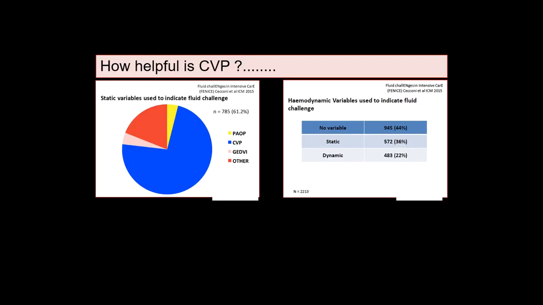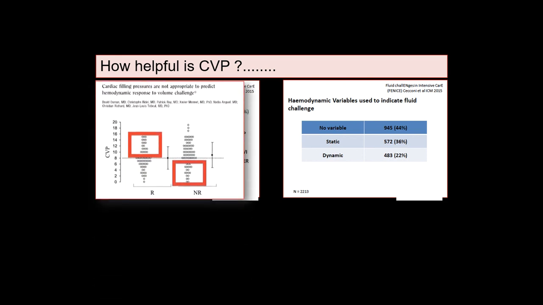So coming to how useful is the CVP? This paper was published a few years back, in 2015, called the FINICE trial by Ciccone et al., where they checked how people are using it. In this survey, they found that close to 2/3, maybe 3/4, of the people are using static variables for fluid challenge and they are still using CVP. Whereas, as you can see here, almost 44% of the doctors in 2015 were not using any variable to predict fluid responsiveness.